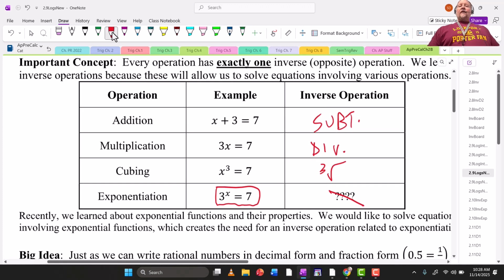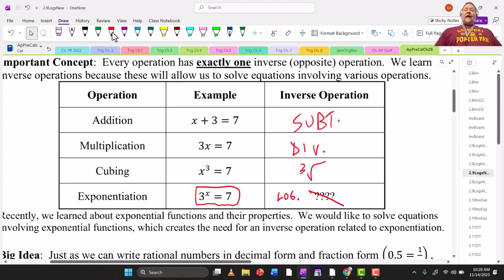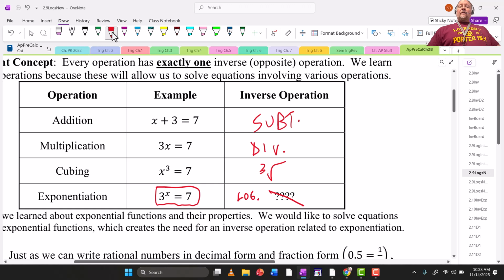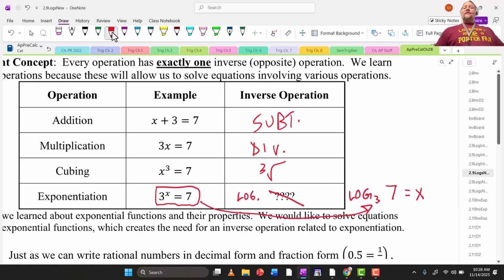The inverse of this is, let's just say it's a logarithm, and don't worry about the rest. Really what we're going to end up doing is, how is this written in terms of a logarithm? Fine, I will write it. It's log base 3 of 7 equals x. This is rewriting this in terms of a logarithm. That's really what it is.